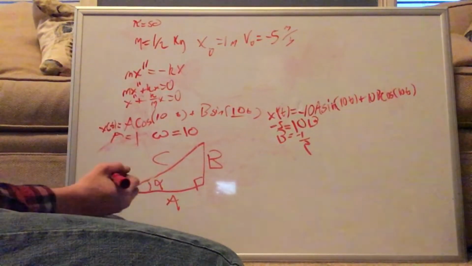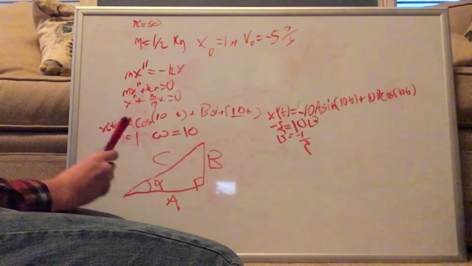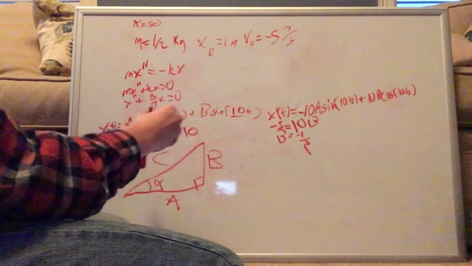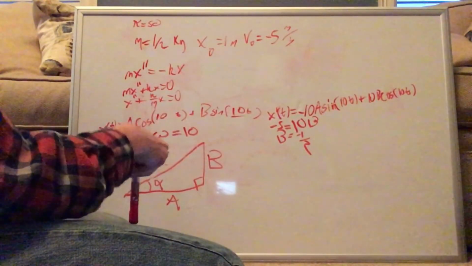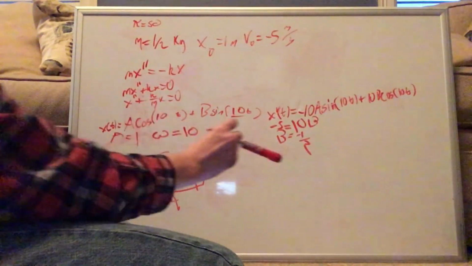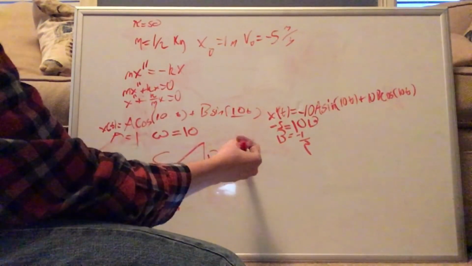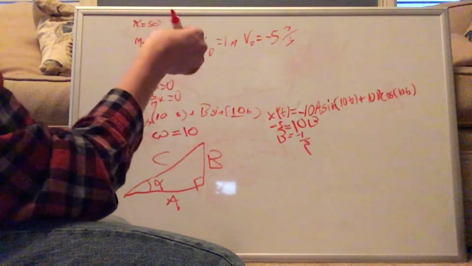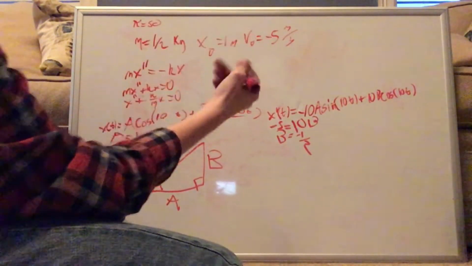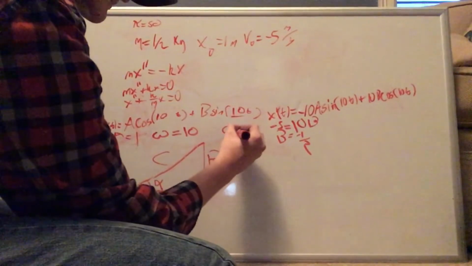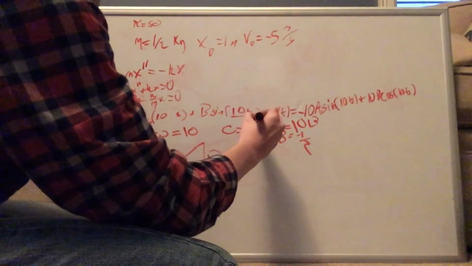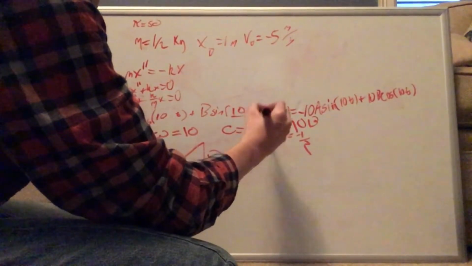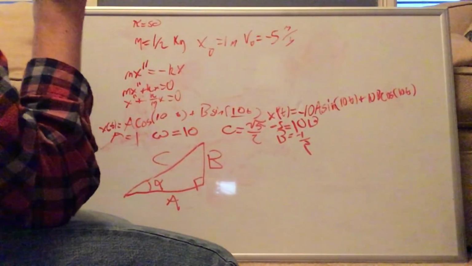But we do need to find C. So in order to get C, it's just the square root of A squared plus B squared. A squared is 1. B squared is 1/4, so 1 and 1/4, 5 quarters, square root of 5 over 2. So C equals square root of 5 over 2. So that's the amplitude.